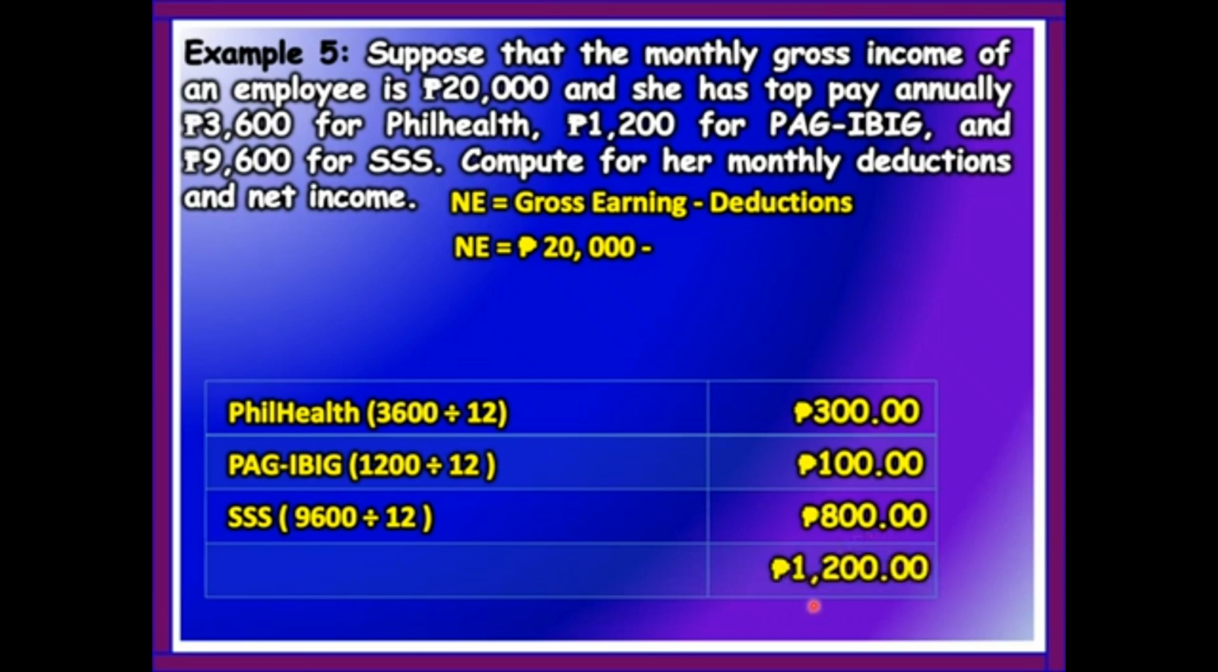So all in all, the total deduction is 1,200 pesos. And we can now substitute it to the formula. So that will be 20,000 pesos minus 1,200 pesos. And the net earning will be 18,800 pesos.